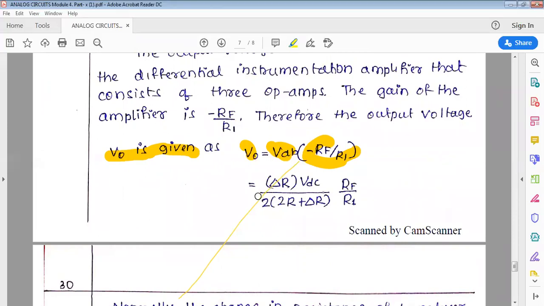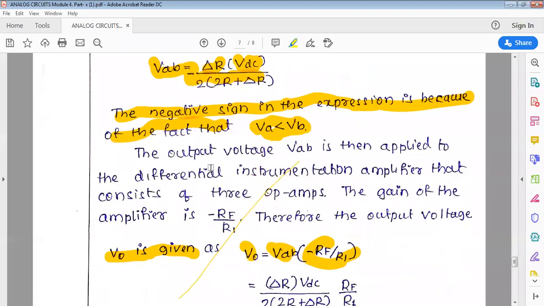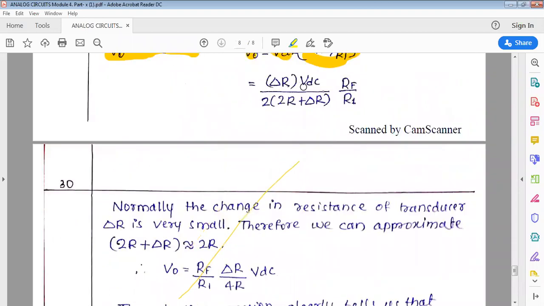Now the negative sign disappears here, because here is also negative and this is also negative. So negative and negative, they will vanish. So I'll be getting a positive term here. That is delta R into VDC divided by 2 into 2R plus delta R into RF by R1, where this is basically the gain of the amplifier and this is the input voltage.